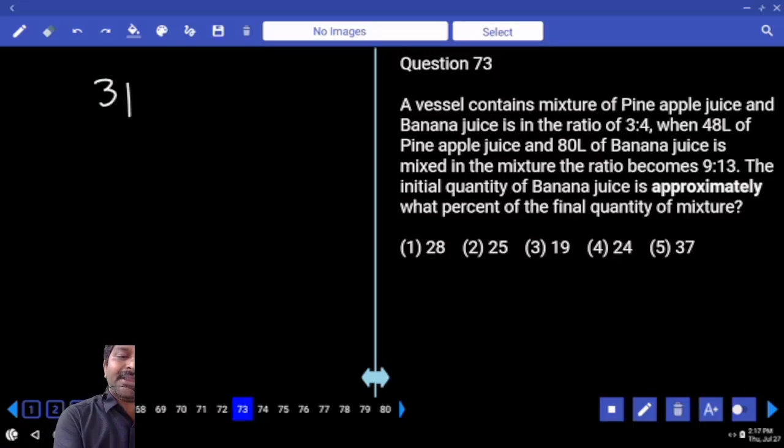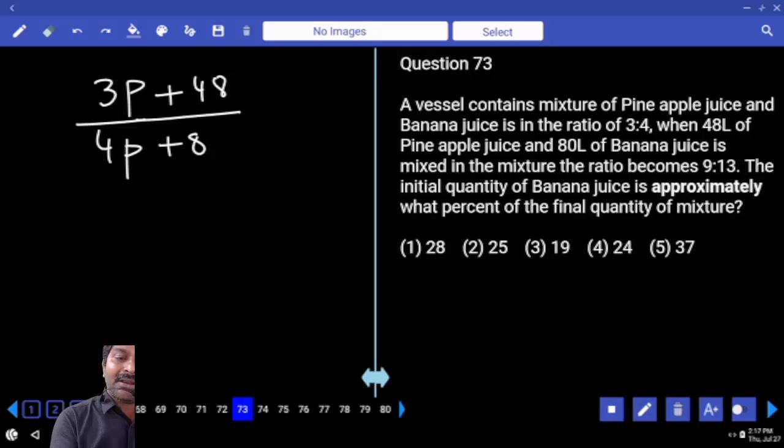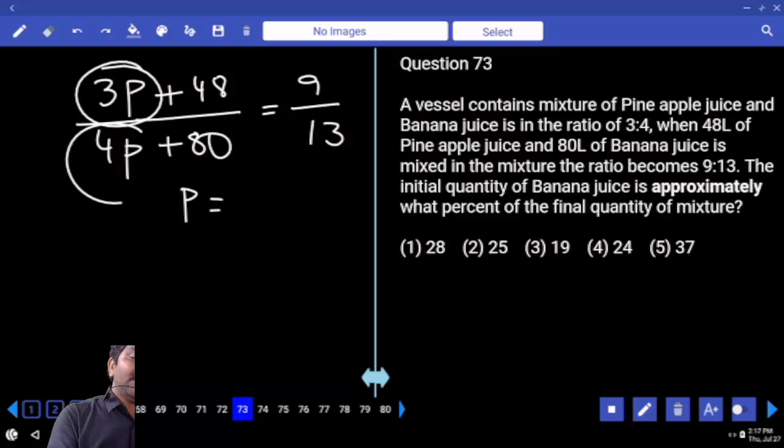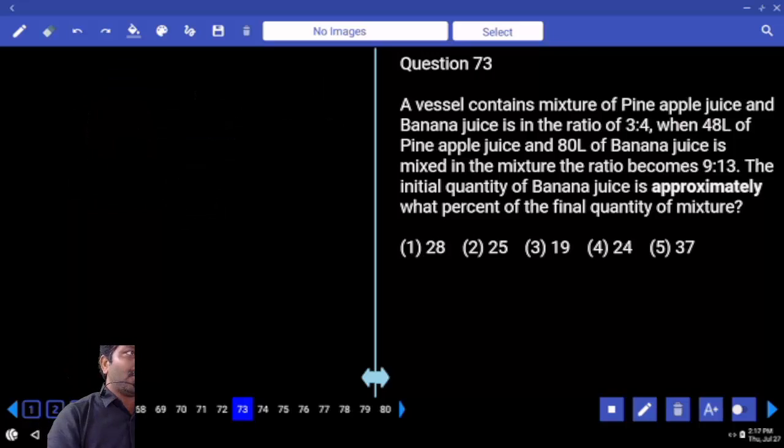3 parts of pineapple, 4 parts of banana. 48 liters of pineapple, 80 liters of banana is added. Now the ratio becomes 9/13. If you solve it, can you get 1 part value? If you have 1 part, you can calculate 3 parts, you can calculate 4 parts, then you will get original quantities, then add respective values 48 and 80, you will get final quantities also. Yes or no? This takes time, so I don't want to do it this way.